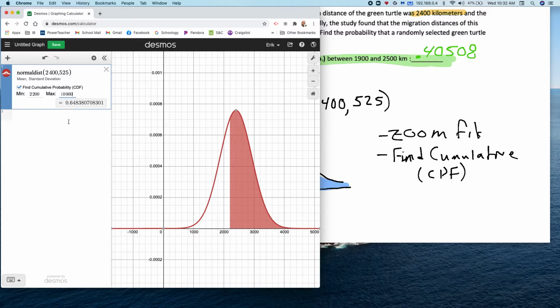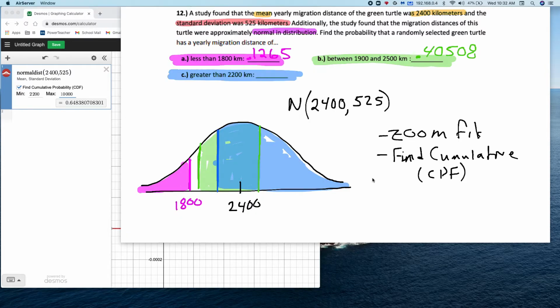So there's my value. About 64% of the green turtles go out past that. So if I write that in there, 0.64838. So right around 65% migrate more than 2,200 kilometers. That's enough of an example to get you into the rest of the Desmos.